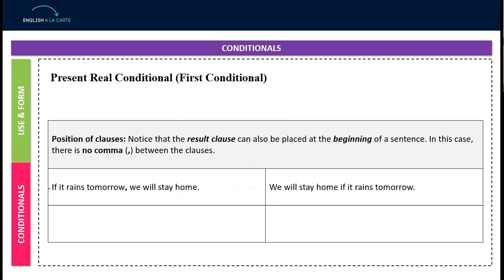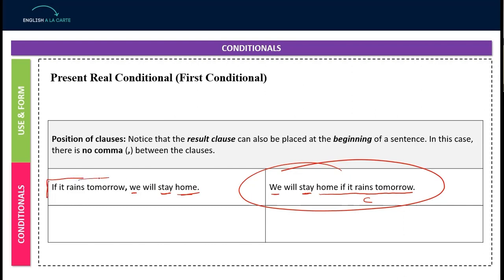But we will stay home if it rains tomorrow. We don't use a comma here. It's not necessary. This is the subject, this is the verb, and this is the complement of the sentence. This is the periphery, es periferia, no es parte de la oración.